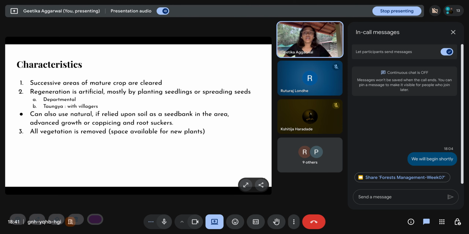A characteristic next is that all vegetation is removed. As we just discussed, all of the vegetation needs to be cleared from that area. So a lot of space is then available for new plants to grow, which was earlier occupied by all the mature plants. And you'll get an even aged crop structure because you've destroyed all of the vegetation in the area and everything is starting from zero. So you will get an even aged stand structure in this particular area.